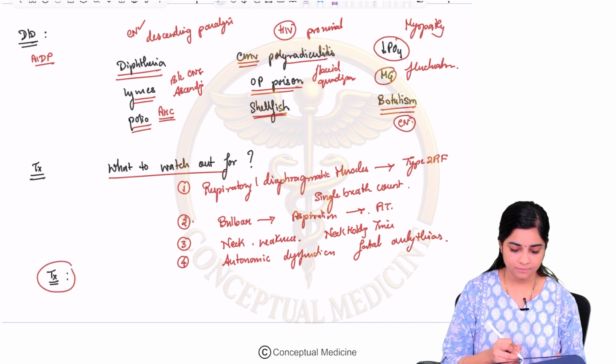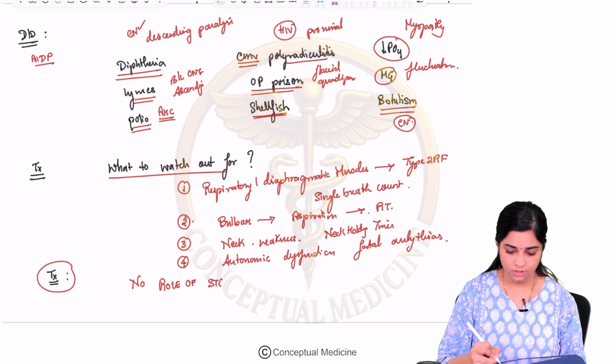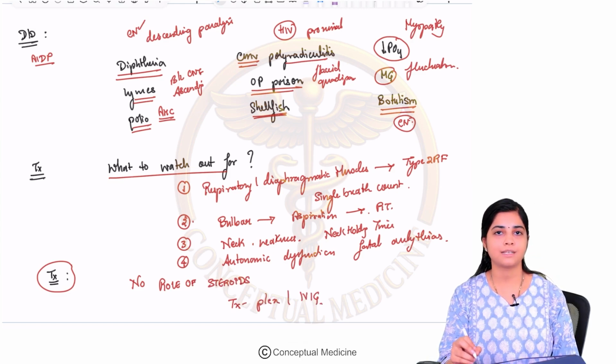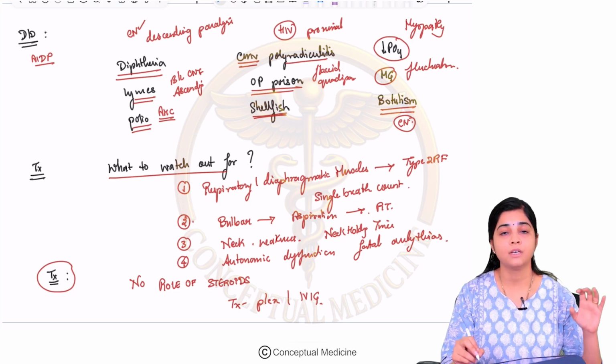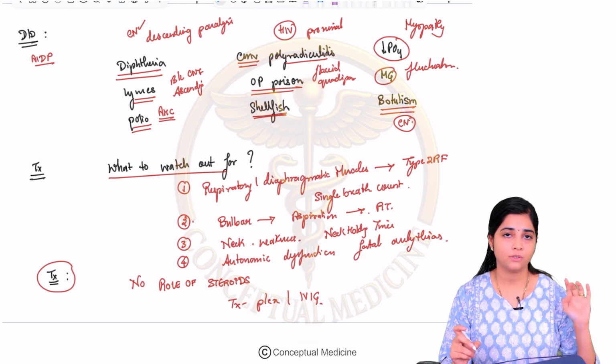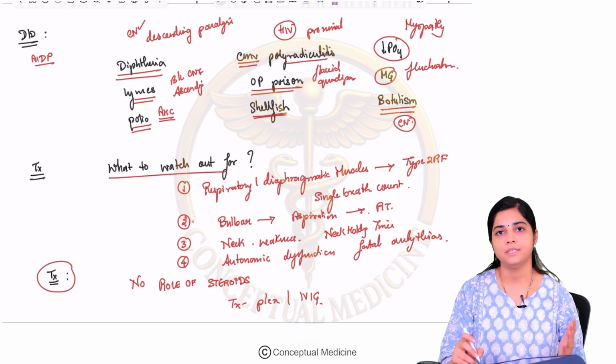What is the treatment for GB syndrome? Always remember that there is no role of steroids in GB syndrome. The treatment is with Plex or IVIG. Treatment is with plasmapheresis or IVIG because the already formed antibodies have to be removed. Okay, so urgent treatment is with IVIG or plasmapheresis. Okay, so this is about your GB syndrome.